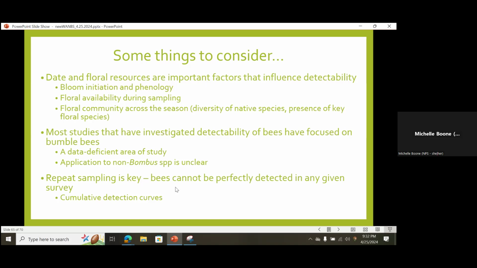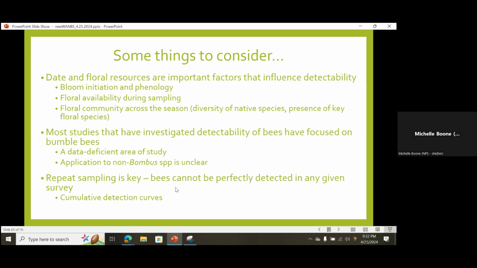But it's also important to know most studies that have looked into detection probability of bees have focused on bumblebees. They're large, they're easier to see, and their flight period is a lot longer than most bees. And so I'm not sure how much of these studies really apply directly to non-Bombus species. That's unclear at this point.